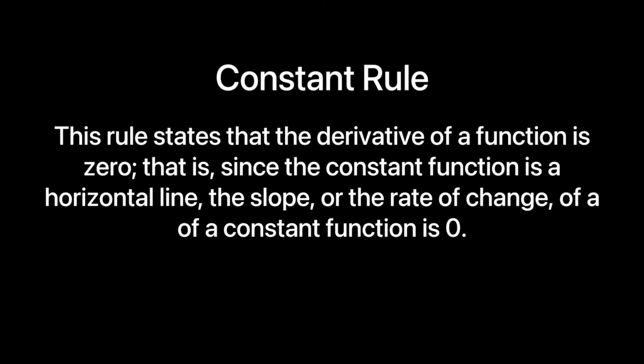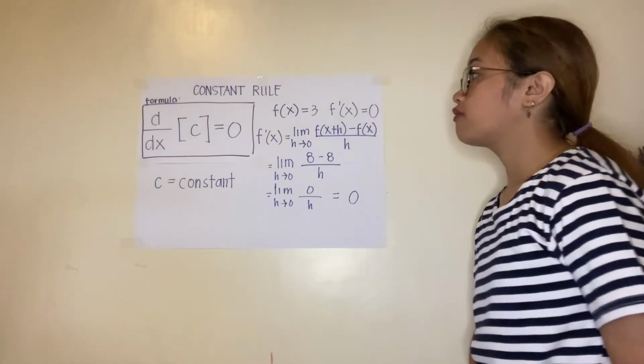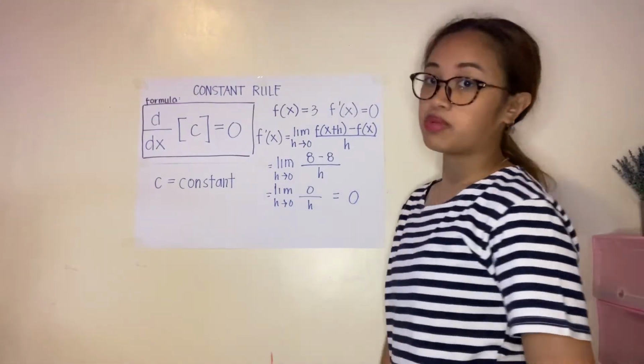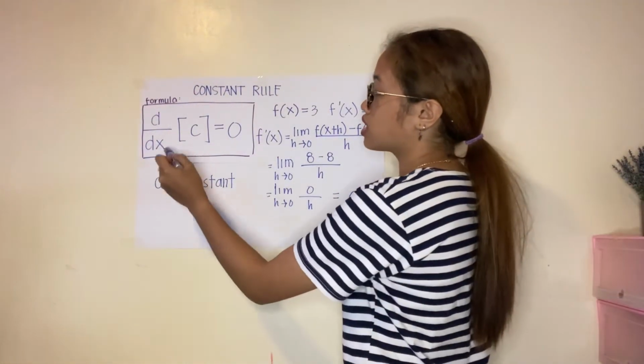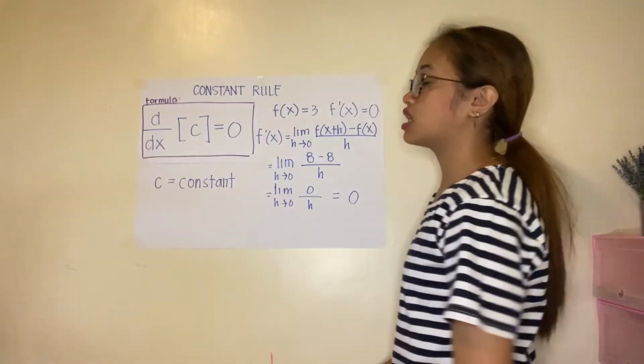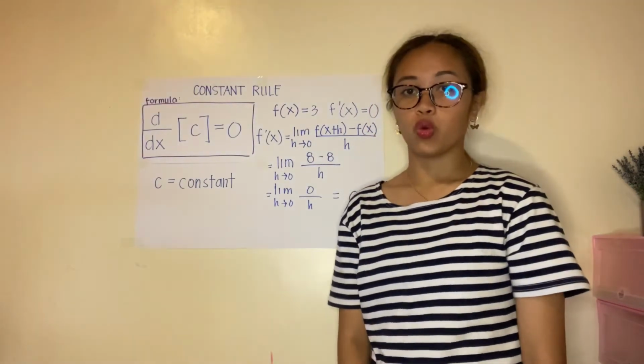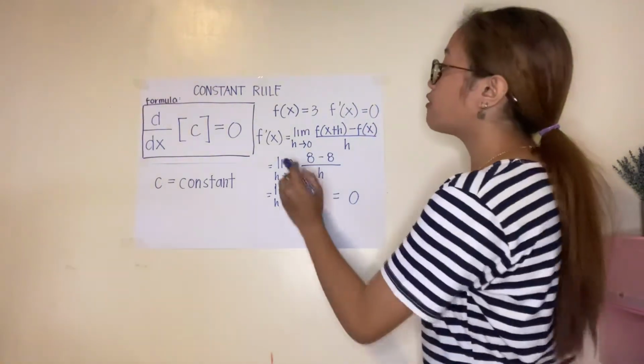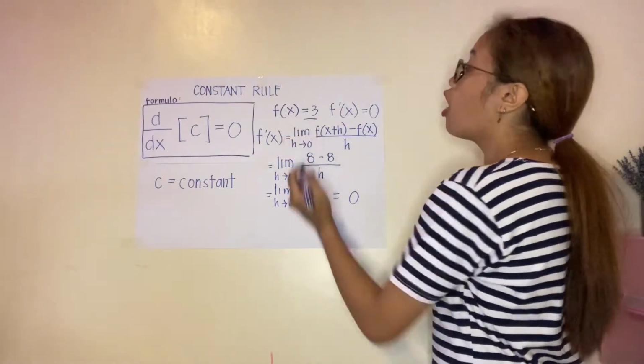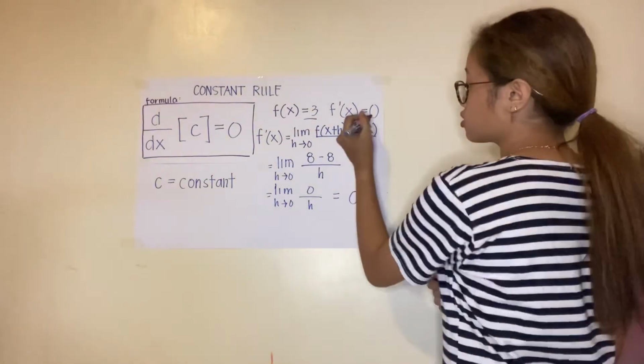Now let us move on to the constant rule. The constant rule states that the derivative of a constant function is 0. That is, since a constant function is a horizontal line, the slope or the rate of change of a constant function is 0. The formula for the constant rule would be differentiating with respect to x, the derivative of the constant c is equal to 0. One example would be f of x is equal to 3, where f prime would be equal to 0.